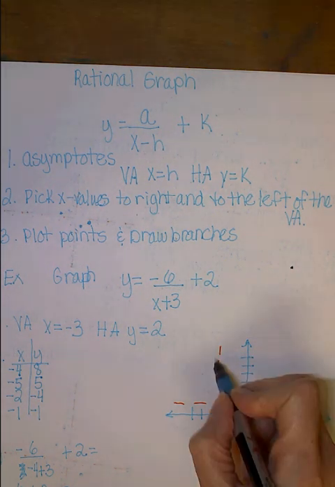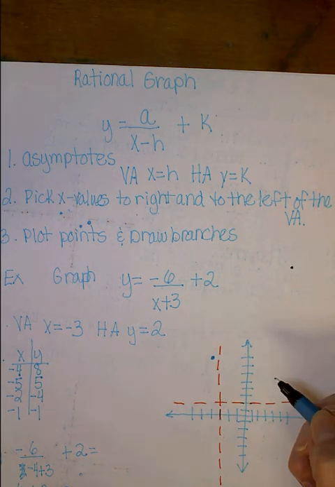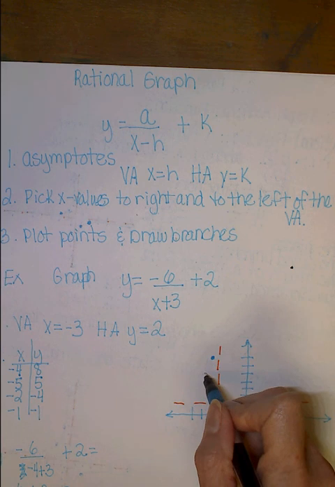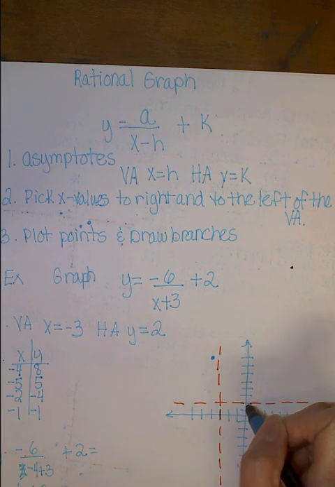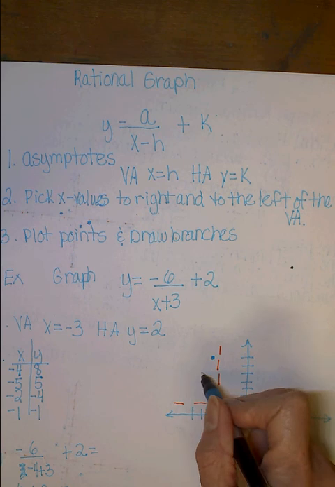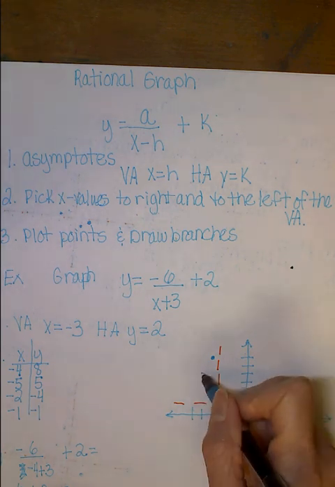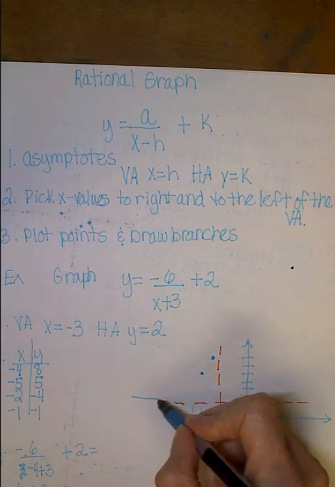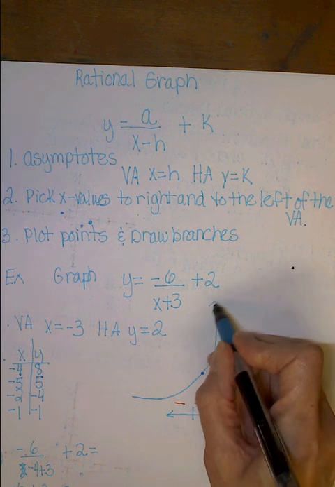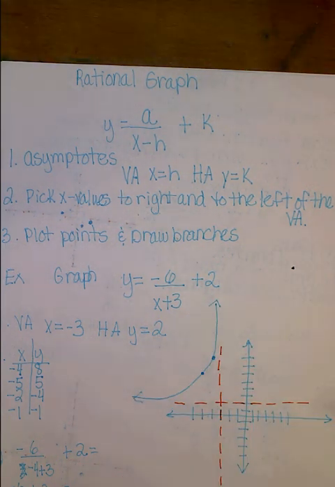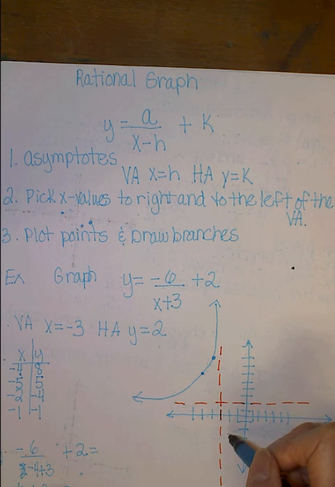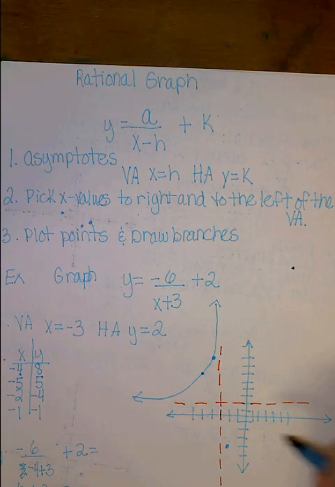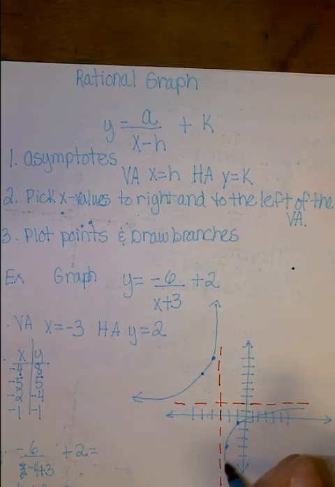Alright, -4, 8 is right here. And then -5, 5. Right here. Okay, and then it's just going to follow these asymptotes. So remember to not cross the asymptotes. Alright, and then -2, -4. And -1, -1. So again, it's going to make a branch following those asymptotes.